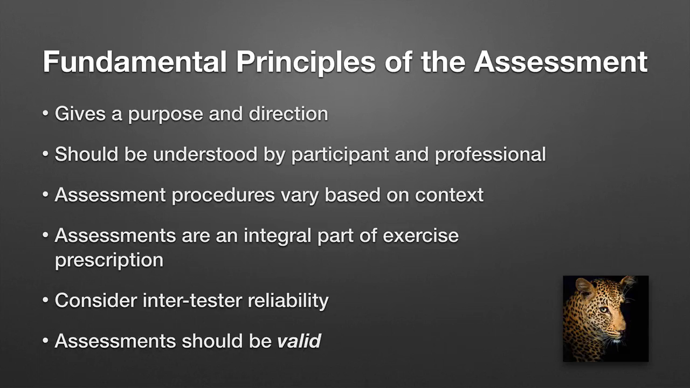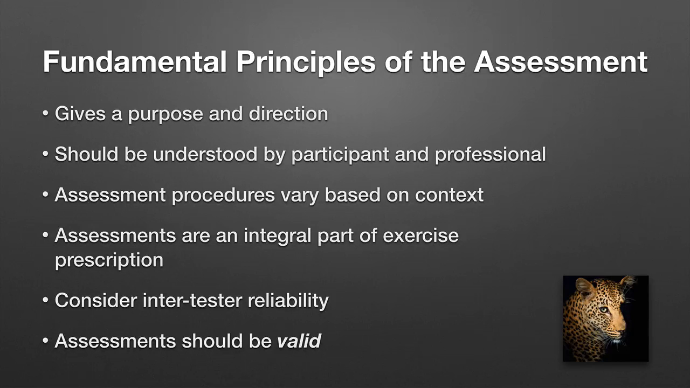And assessments should be valid, meaning they should test what they are meant to test. So if we're trying to test speed in an athlete, we have specific tests for that. If you're trying to test speed, don't take them through a vertical jump test, because that's not going to be a good valid test of speed.